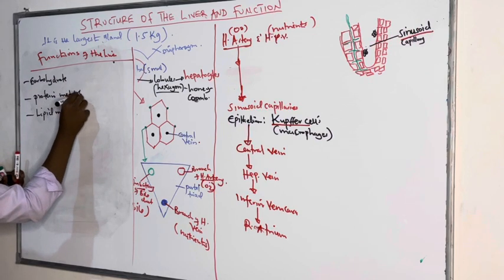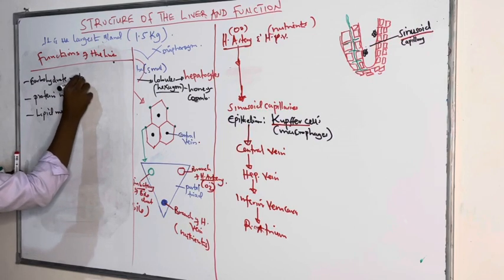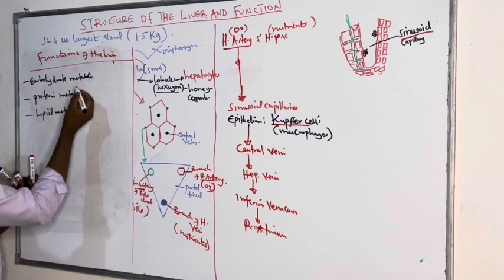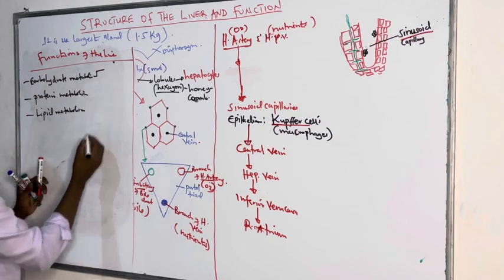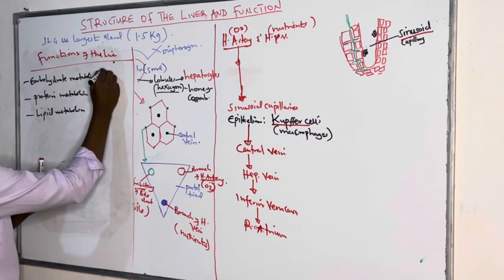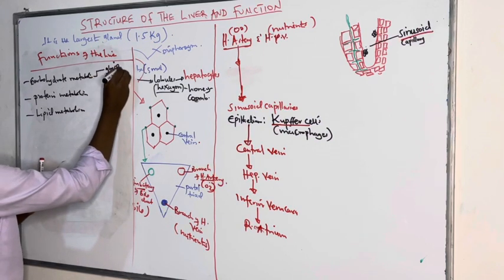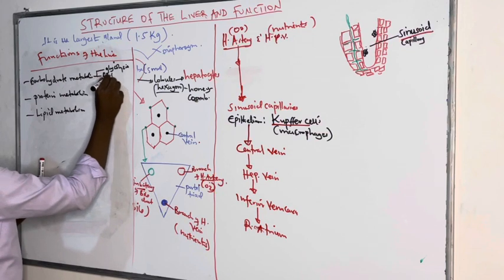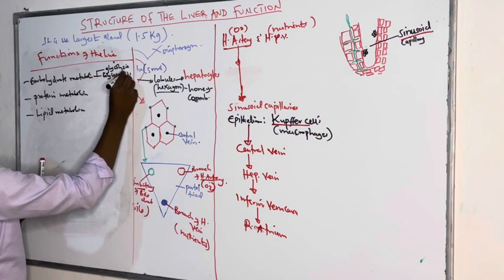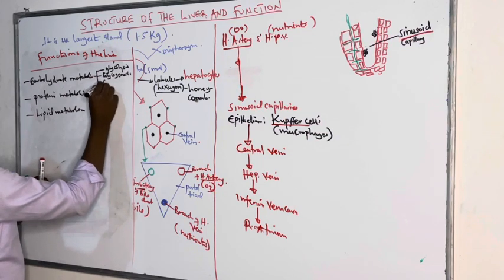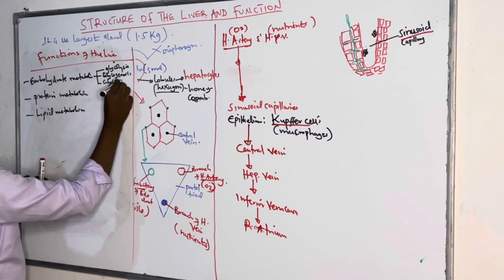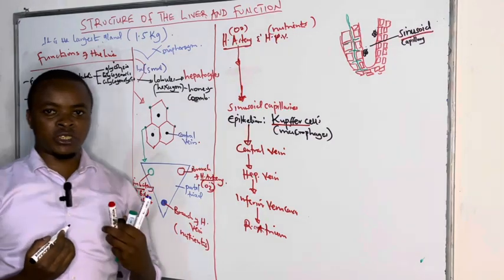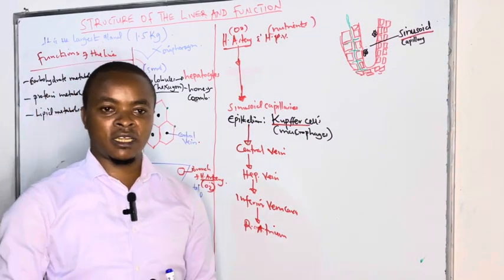These are some of the functions of the liver, whereby in carbohydrate metabolism, we see this liver playing a big role in glycolysis occurring in the liver. We see glycogenolysis, glycogenesis occurring in the liver. We see gluconeogenesis also occurring in the liver. So it can increase or decrease sugar levels. That is the role of the liver.